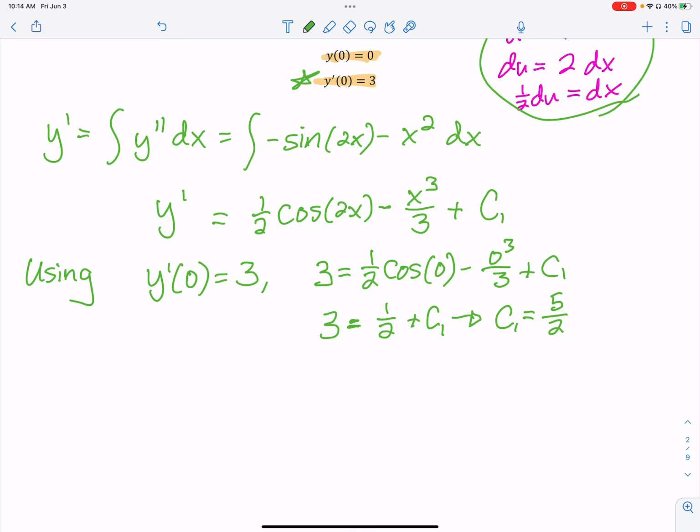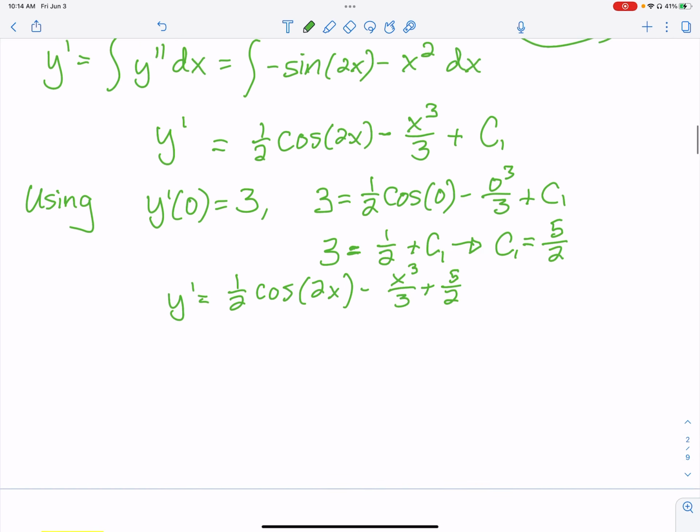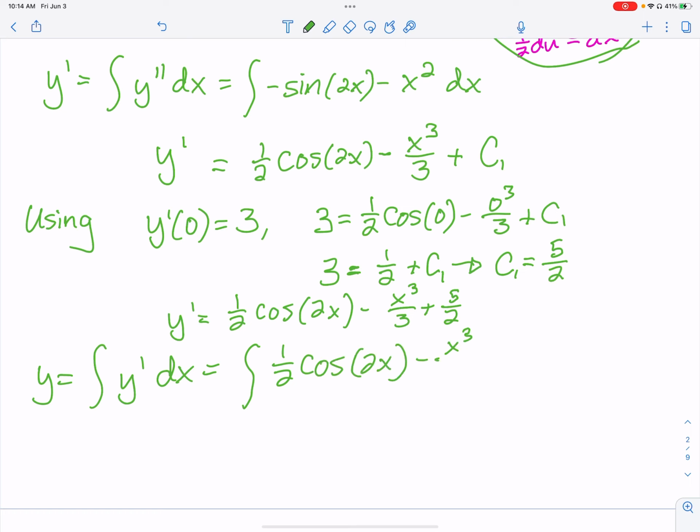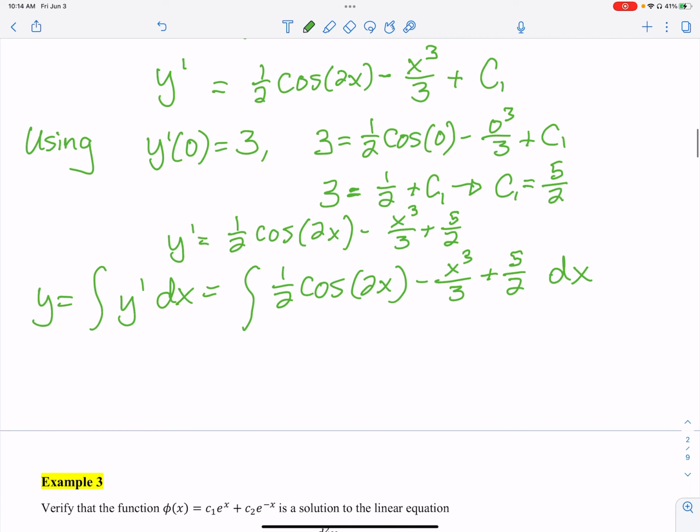So I know that y prime is equal to 1/2 cosine 2x minus x cubed over 3 plus 5 over 2. All right, but that's not what they wanted. They didn't want y prime, they wanted y. So I got to keep going. If I want y, that is the integral of y prime dx. So plug all this in. Then I take that integral. So y equals.